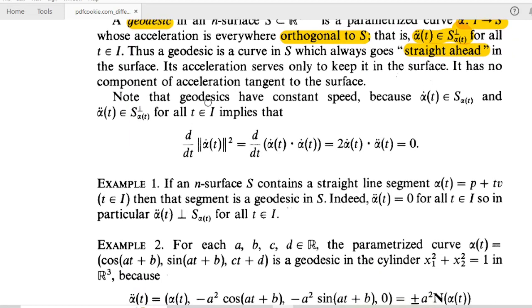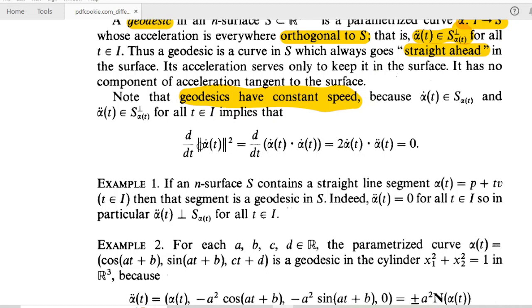Now, note that another important property of geodesic is that geodesics have constant speed. That is, the speed of a geodesic will be constant. That is, the derivative of the speed of the geodesic will always be equal to 0. We know what speed is: norm of alpha dot. This norm of alpha dot is the speed. Now we are going to prove that the derivative of this is equal to 0. So let us see.